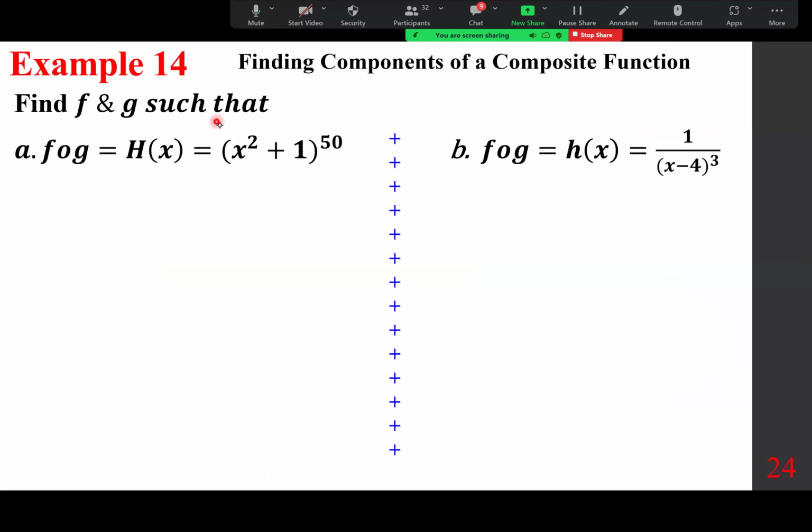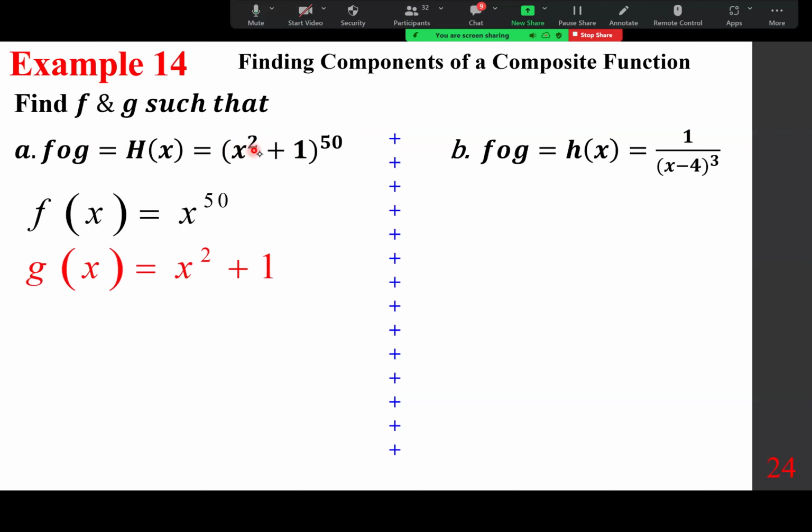Finding f and g such that f of g is h of x, x squared plus 1 to the power of 50. When we want to decompose that in that sense, class, that means we want the components. It's by inspection, class, by inspection. And normally the easiest function that comes to mind, the first one is the right one. So think about this. The entire thing is being raised to the power of 50. So that would be the shell function, the outer function. So it makes sense, something to the power of 50. So f of x is x to the power of 50. The inner function, the g function, is x squared plus 1.